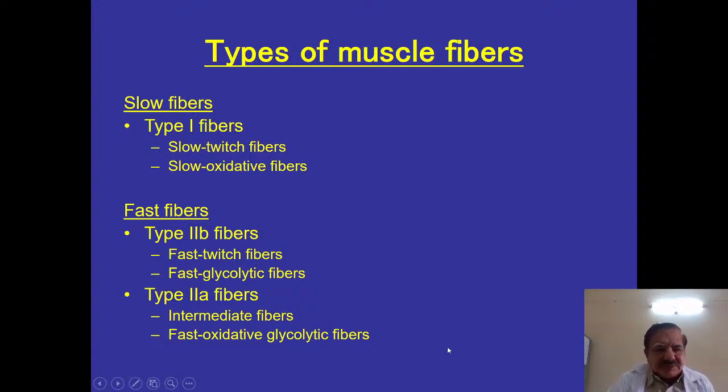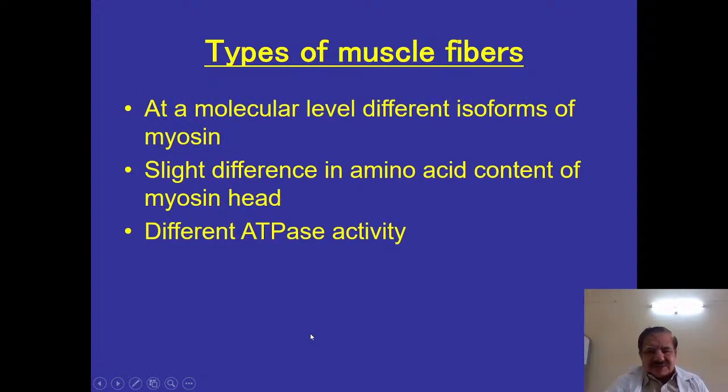Second is fast fibers, they are type 2 fibers, fast twitch fibers. They are fast glycolytic fibers. These are aerobic, these are glycolytic. And the third type is type 2A fibers, that is intermediate fibers, mostly oxidative and glycolytic, but these are not present in human beings.